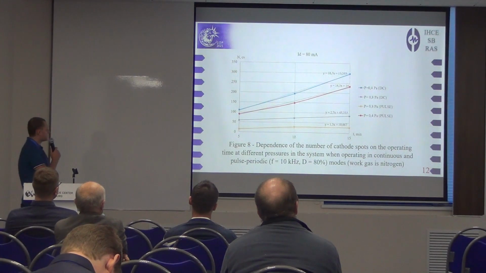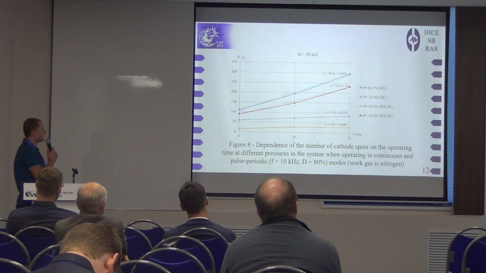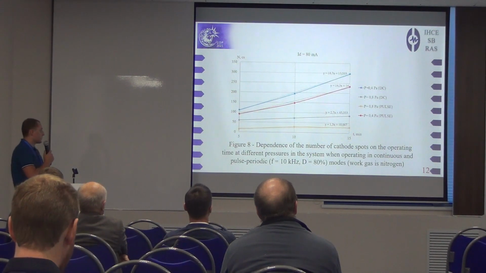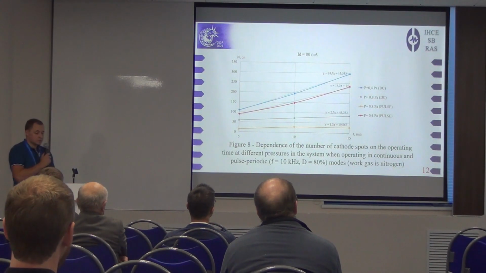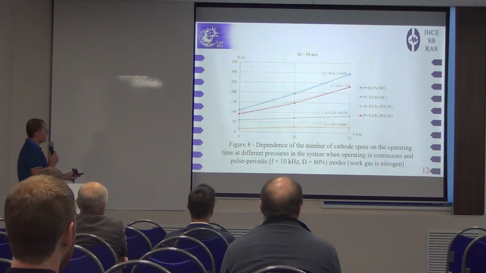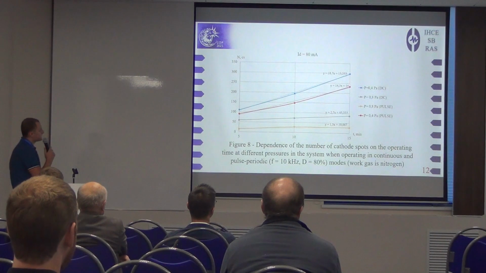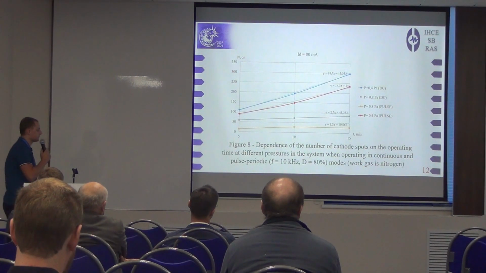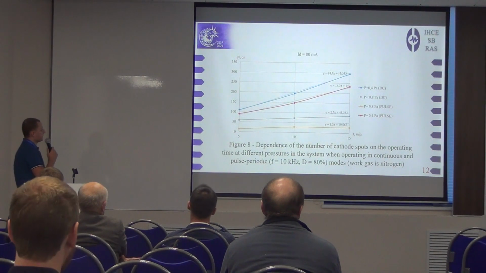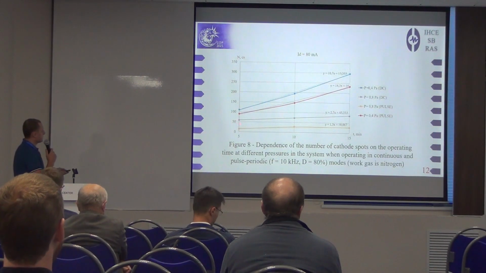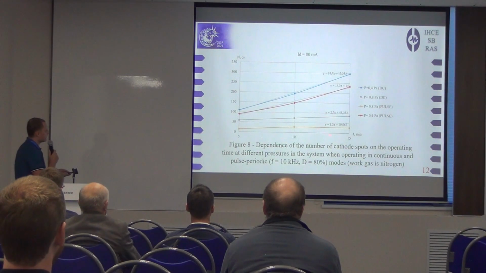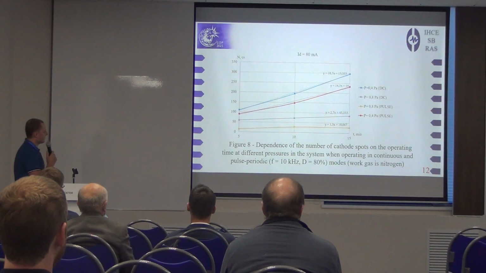On this slide you can see the dependence of the number of cathode spots on the operating time at different pressures when using continuous and pulse periodic modes. If you compare the red and yellow graphs, you can see that if we increase the pressure, the number of cathode spots sharply decreases, as does their increase per time.